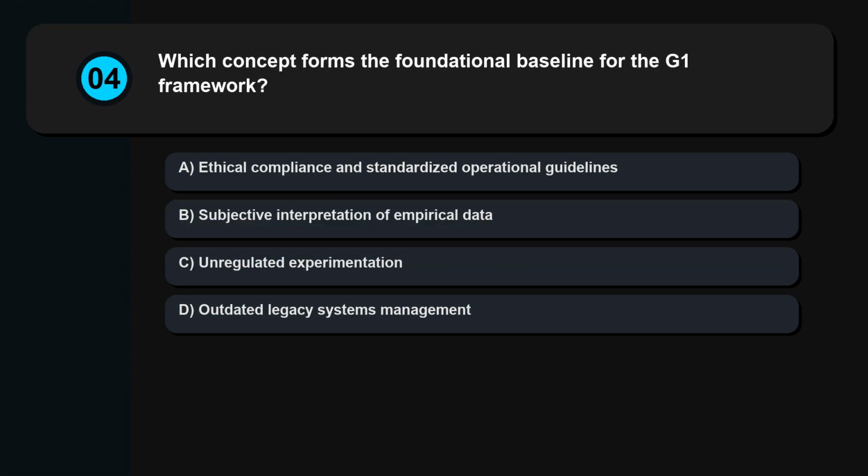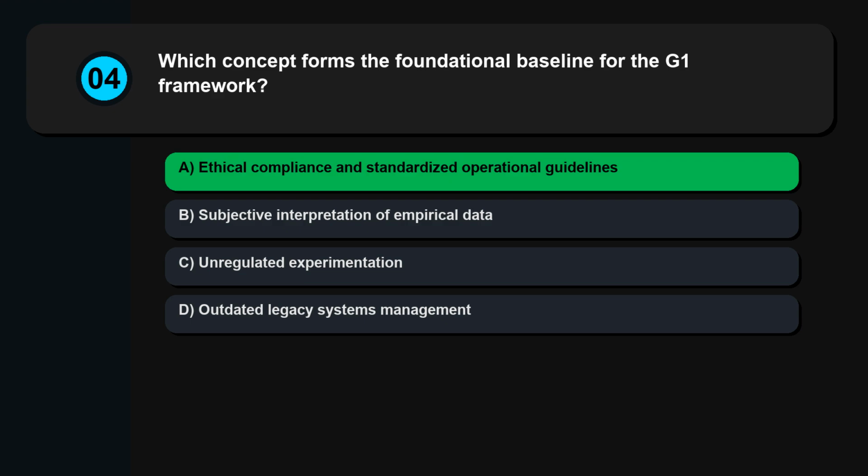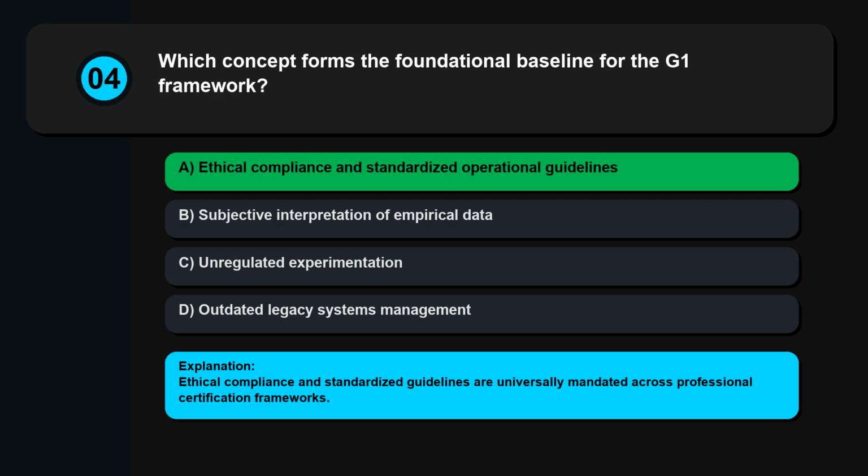Question 4. Which concept forms the foundational baseline for the G1 framework? Ethical compliance and standardized operational guidelines. Subjective interpretation of empirical data. Unregulated experimentation. Outdated legacy systems management. Ethical compliance and standardized guidelines are universally mandated across professional certification frameworks.